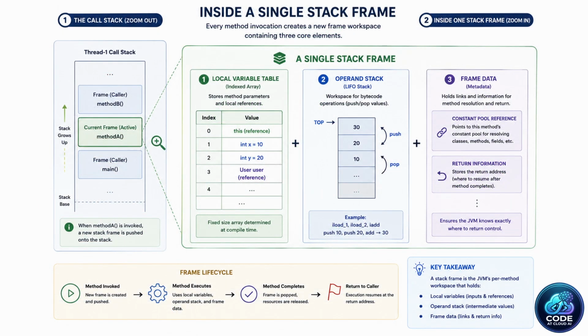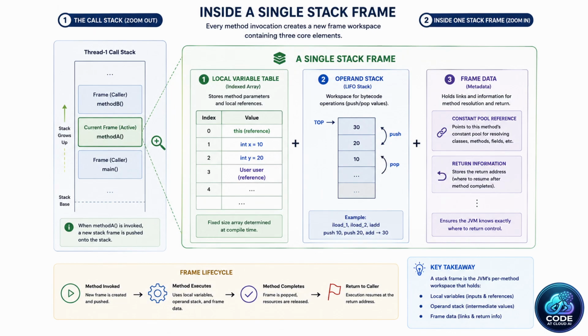Let's take a closer look inside a single stack frame. Every time a method is invoked, a new frame workspace is allocated containing 3 core elements. First, the local variable table, an indexed array storing the method's parameters and local references. Second, the operand stack, a workspace where bytecode instructions push and pop values to perform mathematical calculations and assignments. And third, the frame data, which holds resolution links back to the constant pool and handles return information so the system knows exactly where to hand back control when the method completes.